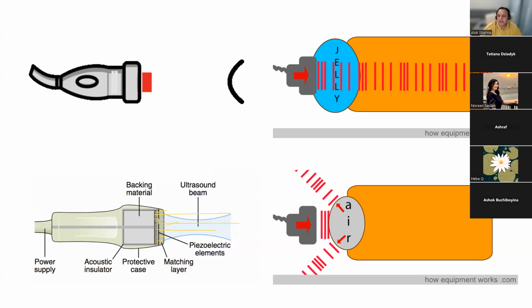Now, if you damage this element here, then what is going to happen is you're going to have differential sound waves being produced at the margins, but no sound waves being produced in the middle. And that's going to result in dropout in your image, which is going to give you very poor quality images. So it's very important that you take good care whilst you're using your ultrasound probes.